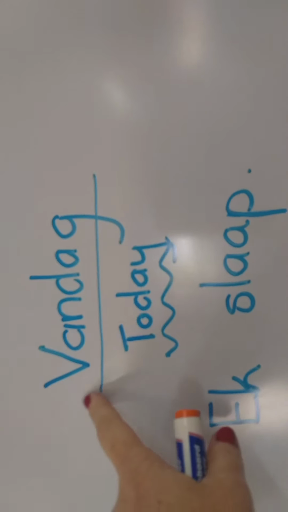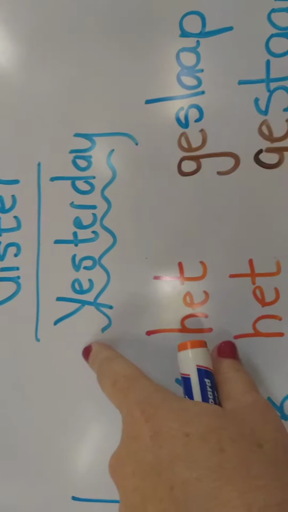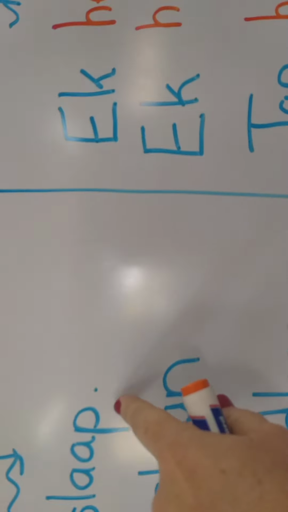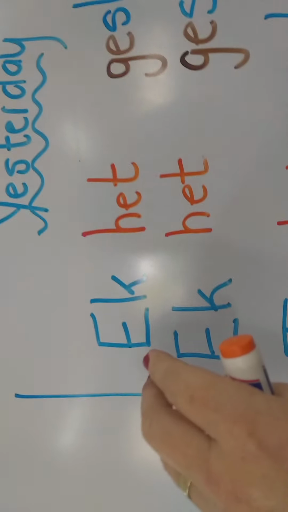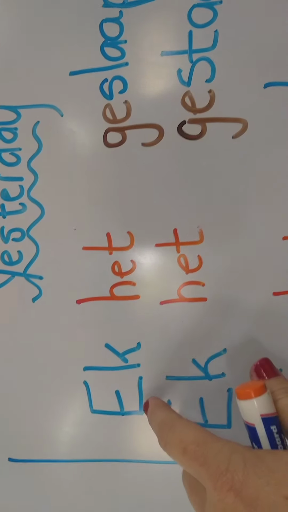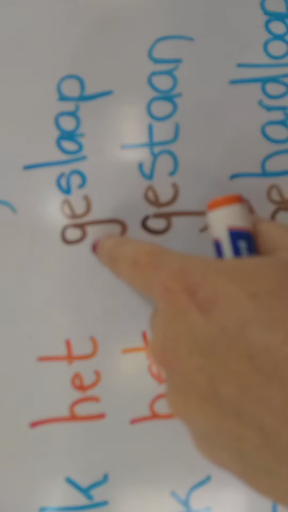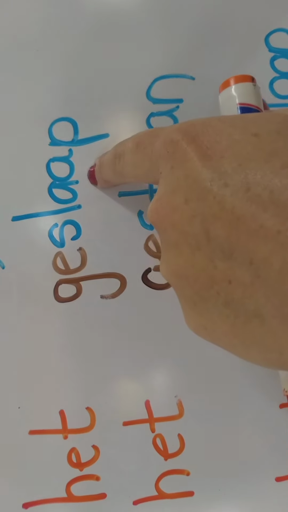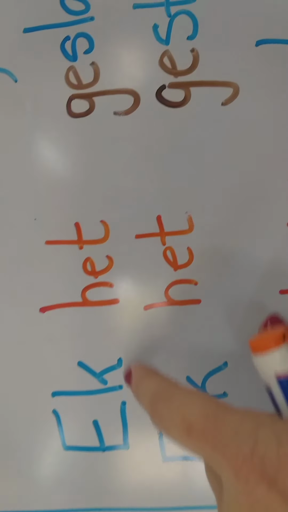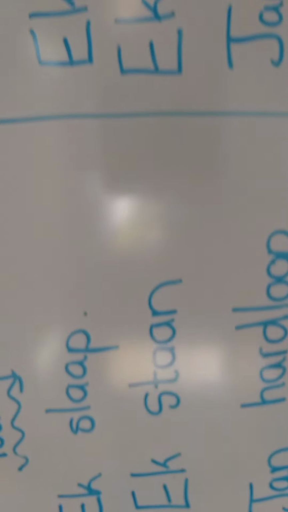So you've got vandag, which means today, and you've got gister, which means yesterday. So if you have a sentence like ek slaap, to make it into the past tense or the verlede tyd, you have to add the word het, so ek het, and then remember our little ge, which we add on to our verb, our action word, or werkwoord. So you have ek het geslaap. All right, let's try another sentence.